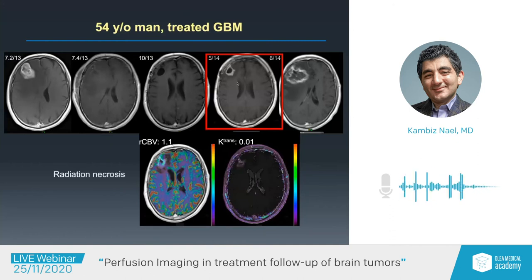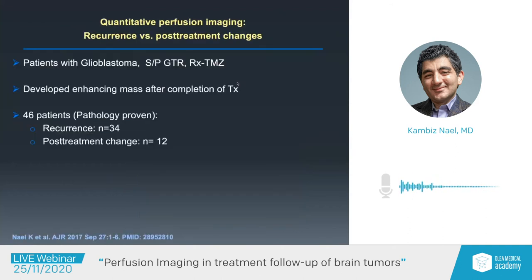So before we talk about numbers, again, I'd like to share the research that we did for this analysis. We basically looked at patients with glioblastoma who had gross total resection and were treated with radiation and temozolomide, and then developed an enhancing mass after completion of their treatment. We looked at 46 patients, pathology proven. They had a second biopsy of the enhancing lesion, showing that 34 of these lesions had evidence of recurrence, and 12 of these patients had post-treatment change or radiation necrosis as the predominant component in histopathology.